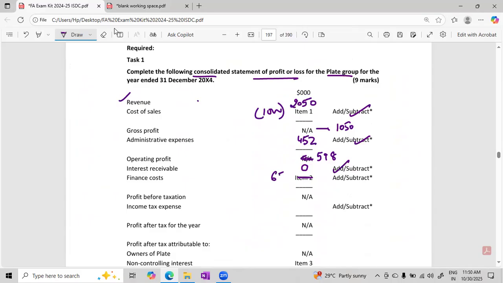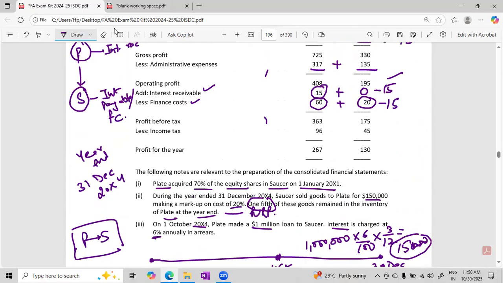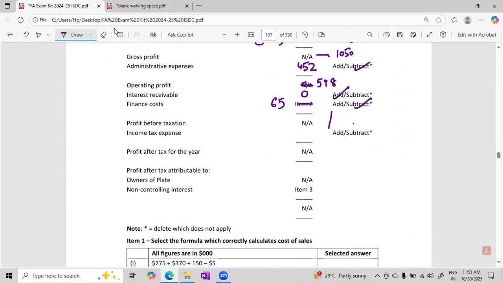65 would be the answer, and we are going to subtract it, right? Let's move forward. You can calculate profit before taxation from here. Now we have to tell income tax expense. So for income tax expense, take 96 and add 45 to this, okay? And you will get the answer of 141. And again, because this is an expense, we are going to subtract it, okay?